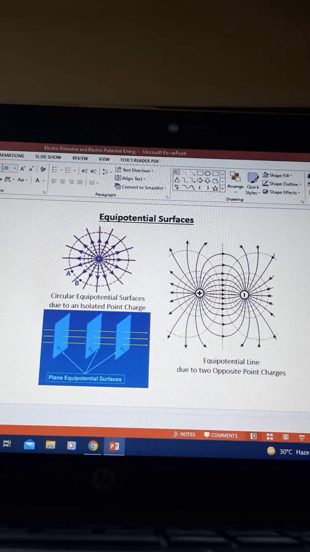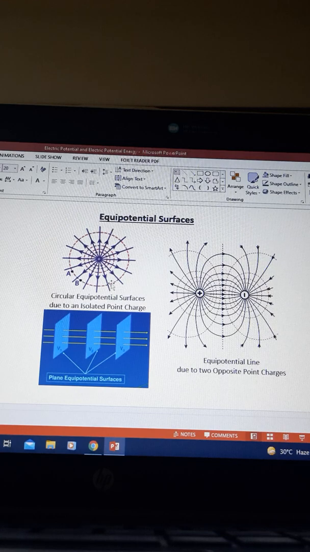In equipotential surfaces, just as the name declares, a surface on which all points have the same electric potential. Look, the word equi is used for equal, same. Potential is potential, and surfaces are the surface at which all the points have the same potential. So the equipotential surface is actually the locus of all points with the same potential.